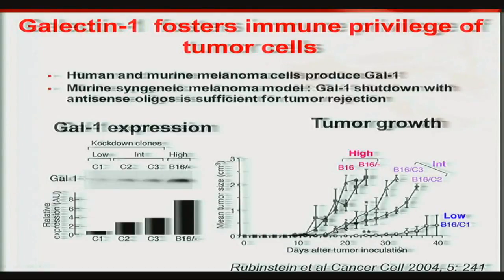And as you can see here on the right, the tumor cells that had high expression of galectin-1 formed progressively growing tumors, whereas tumors with intermediate or low galectin-1 grew much slower. And that was entirely dependent on T cell presence in the mice, because depletion of the T cells abrogated this effect. So galectin-1 is an immunoregulatory protein. And how exactly does it work?